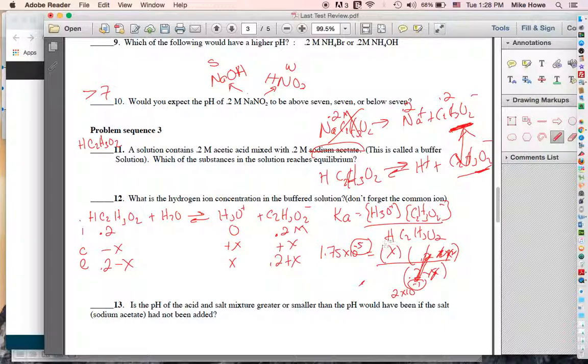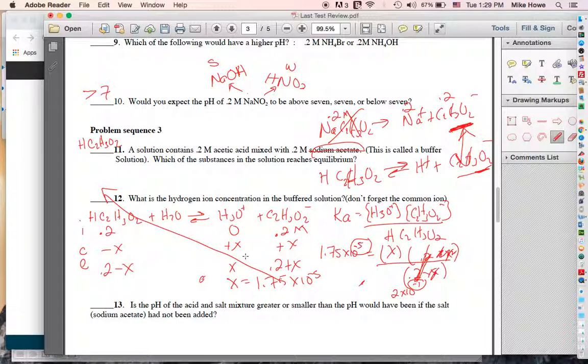That was ignored. So now 1.75 times 10 to the negative fifth is equal to x. So x equals 1.75 times 10 to the negative fifth. So that's your answer right there. Sorry about that. So this answer goes right there, 1.75 times 10 to the negative fifth.